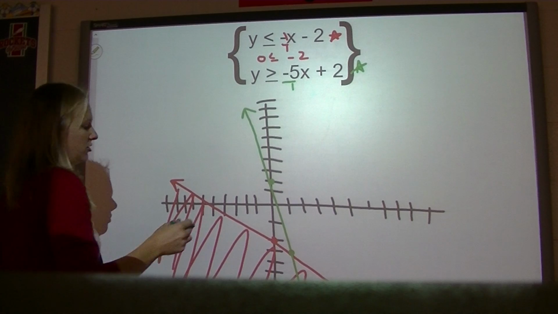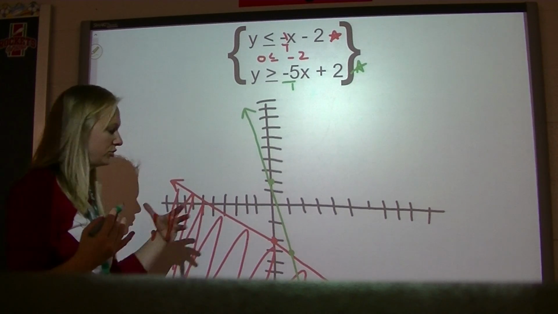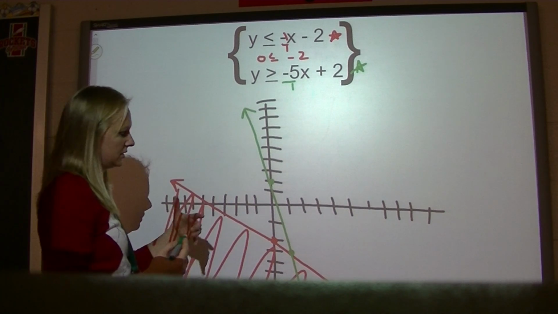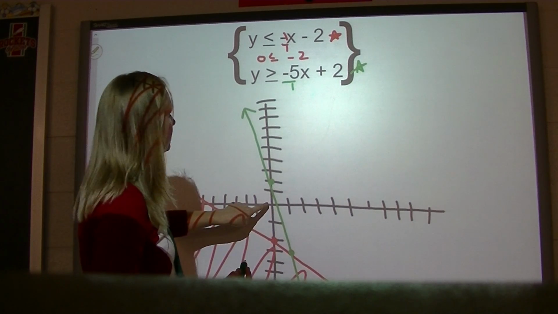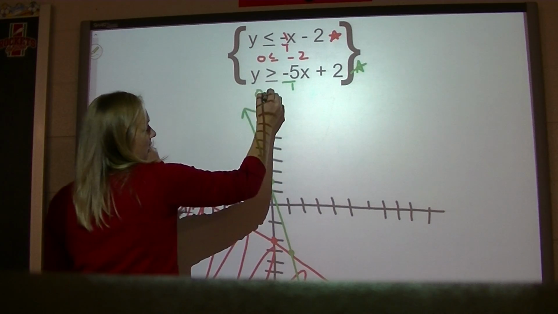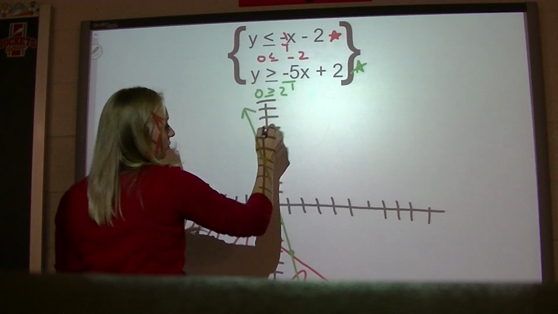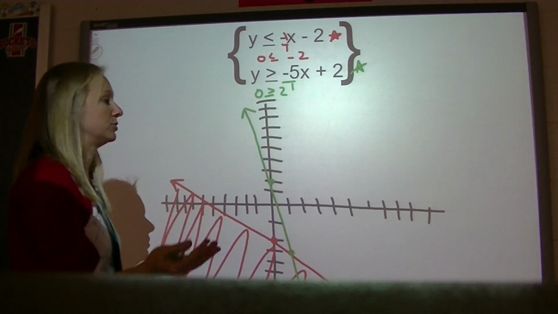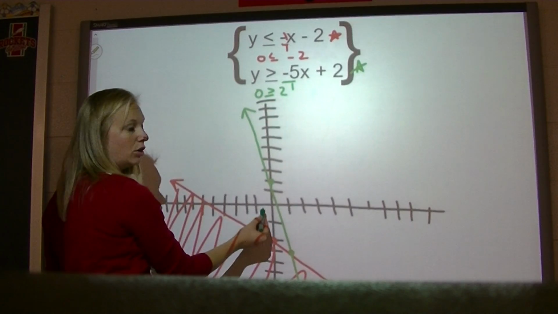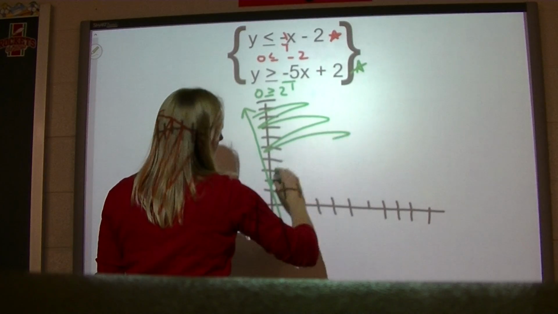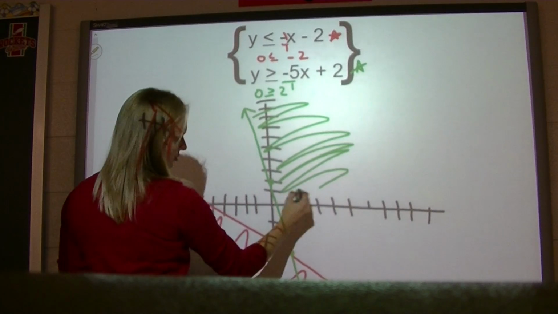It's greater than, so I'm going to shade above, but again, just so I know for sure, I'm going to pick a point, 0, 0, because I can clearly tell that this line doesn't go through it. Plug it in. And we have 0 is greater than or equal to 2, because -5 times 0 is 0, 0 plus 2 is 2. Is 0 greater than or equal to 2? No, so I shade above the line. Because this isn't true, I shade away from it.